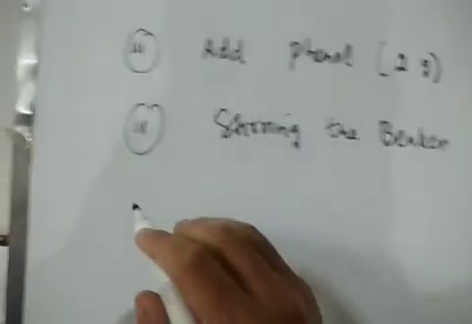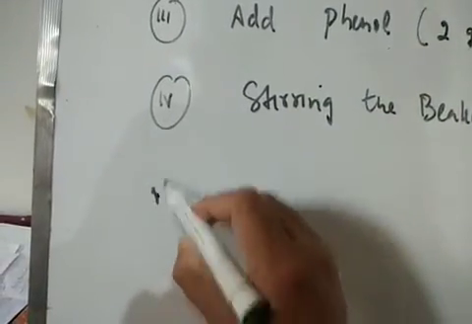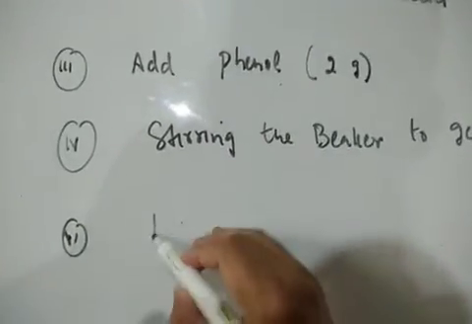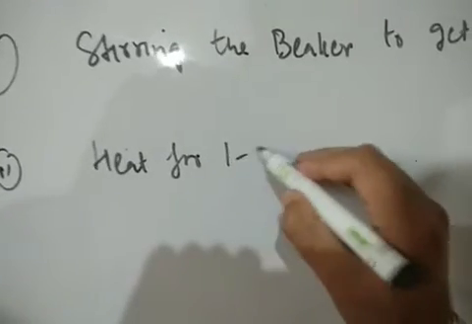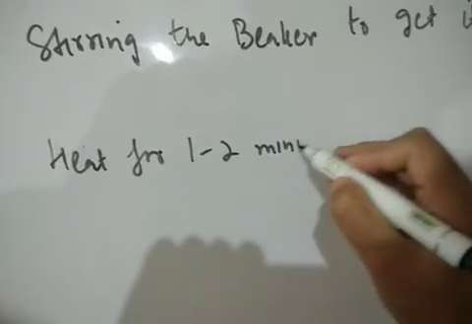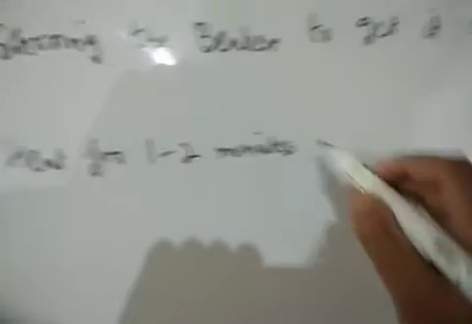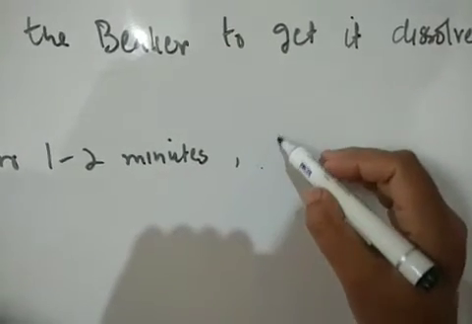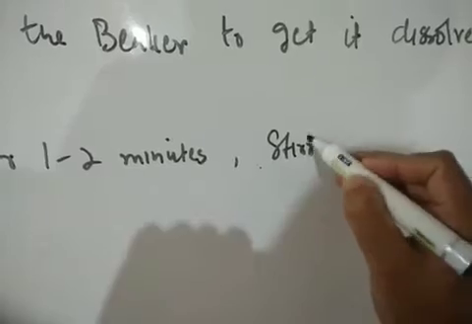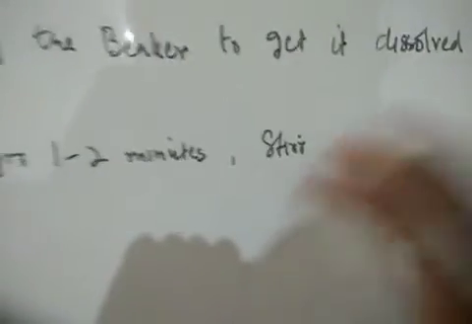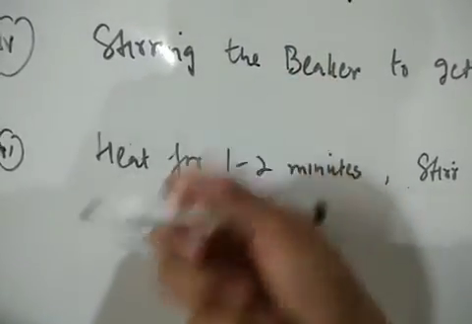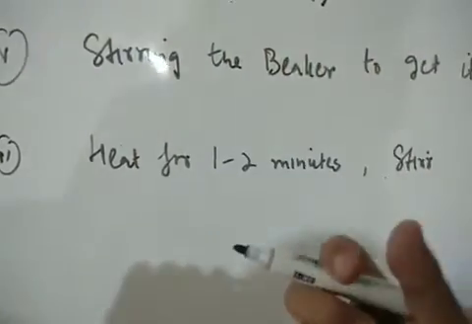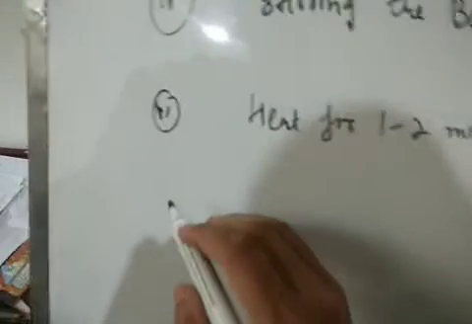After that, you can use the setup that you have available. Take the whole contents of the beaker and heat it for around 1 to 2 minutes. You can also stir this solution with the help of a glass rod. You can continuously stir and heat, or alternately heat. You can heat from the middle and bring it down again, and go on stirring.